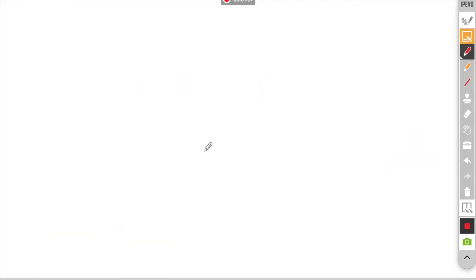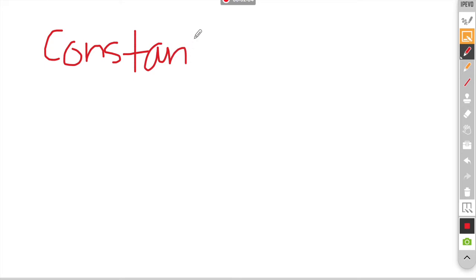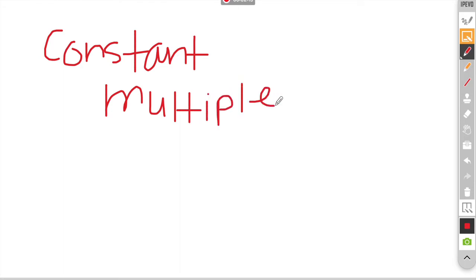Now we're going to go into another one. It's called the constant multiple law. Now this one's actually the easiest one. I'll also give you a short example here so you have an understanding of what I mean. So constant is just a value like we talked about, like plus 5, plus 6, that sort of thing.